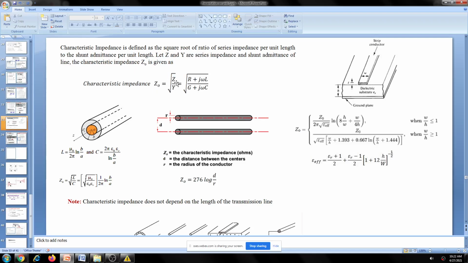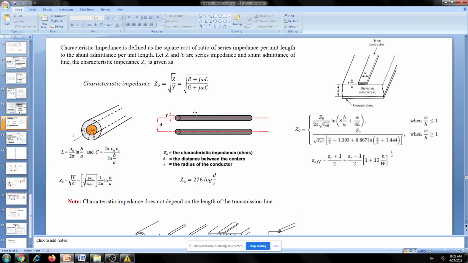So what is this Z? That Z is R plus j omega L, the series impedance. Y is G plus j omega C. What is this R? It is the resistance offered by the transmission line per unit length. Per unit length, this transmission line offers this much resistance. Similarly, it offers an inductance of this value.